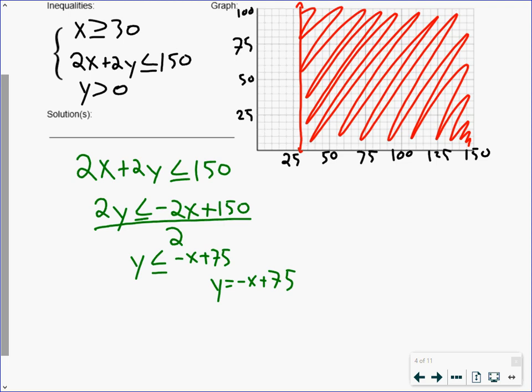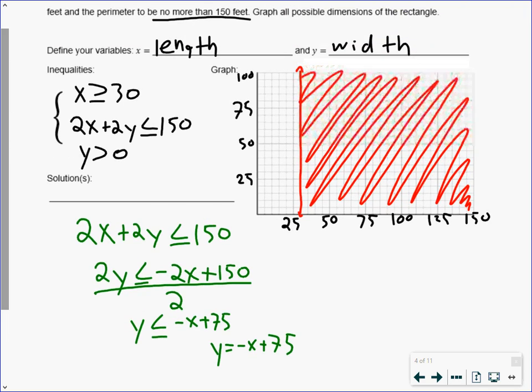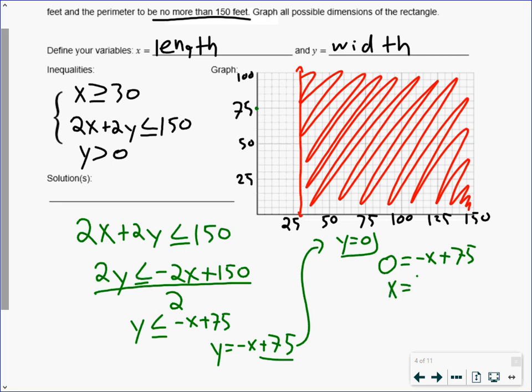So I'm going to graph this the same way I did the last slide. I'm going to use my x and y intercepts. I think it'll be a little easier, especially with big numbers like this. So I know my y-intercept is going to be 75, and that's because our b value is 75. After that, I'm going to solve for my x value, my x-intercept. And our x-intercept happens when y is equal to 0. So I'm going to plug 0 into my equation. So 0 equals negative x plus 75. And then I'll add x over. So I have x equals 75.